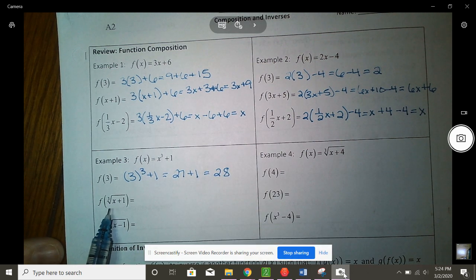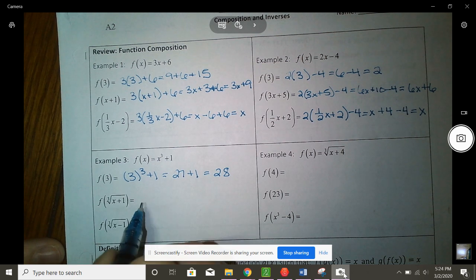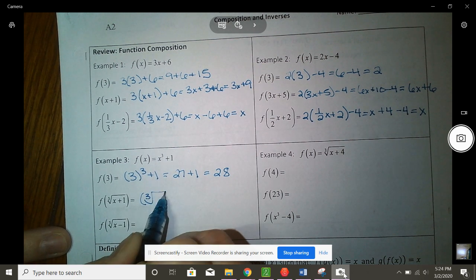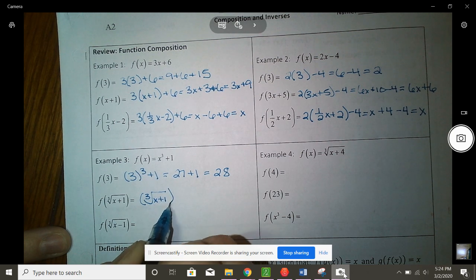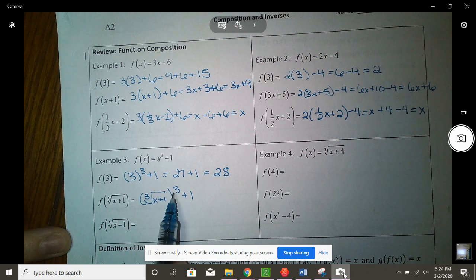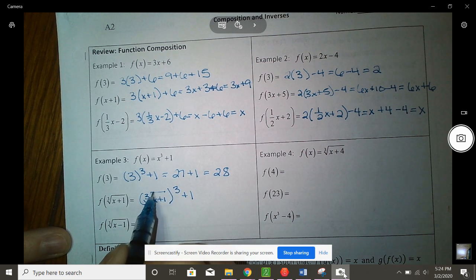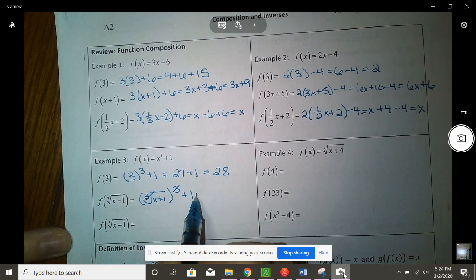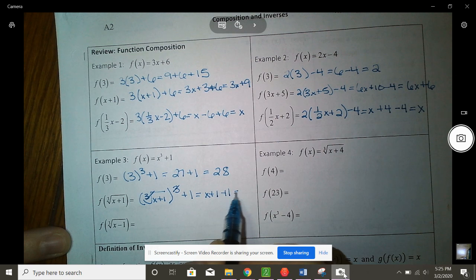Don't get scared by this input value. You know what to do with radicals. If we are inputting a cube root of x plus 1, but then cubing it, then we're working on an inverse here. A cube root and a cube will cancel each other out, so we'll just have x plus 1 plus 1. So we can combine like terms to make x plus 2.